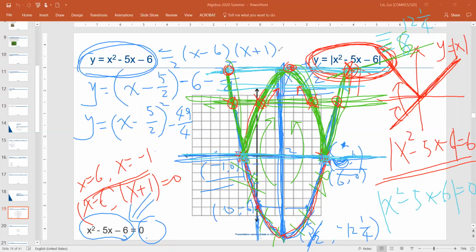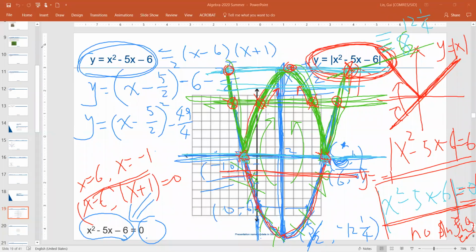So if you say this part equals -1, definitely no answers, right? Absolute value is greater than or equal to 0. So if you say -1 right here, because this whole green graph is all above 0, when you say y equals -1, there's no cross point here, right? So this means no answers. Right, got it?